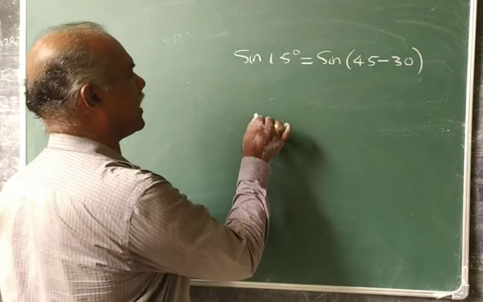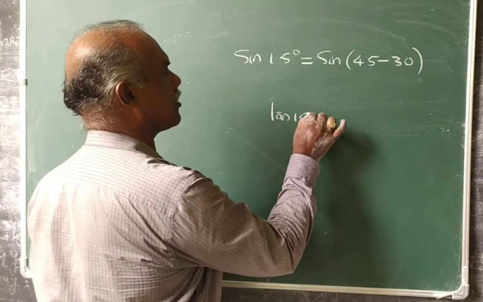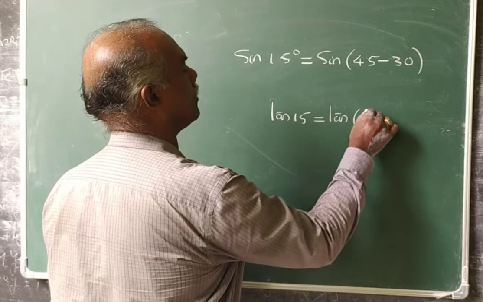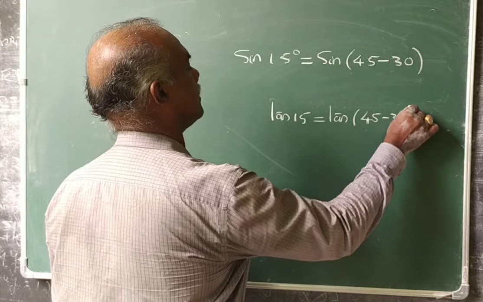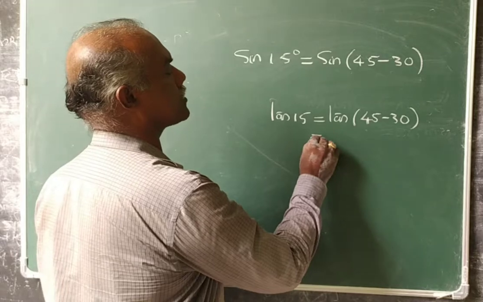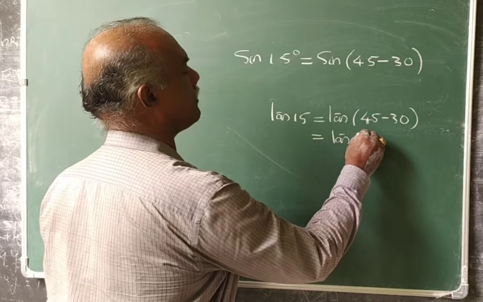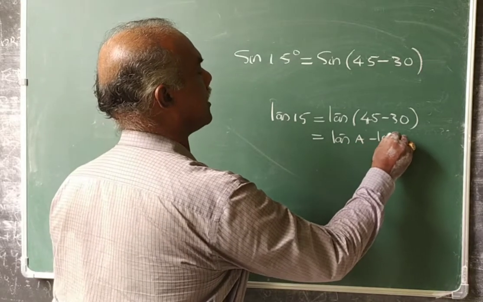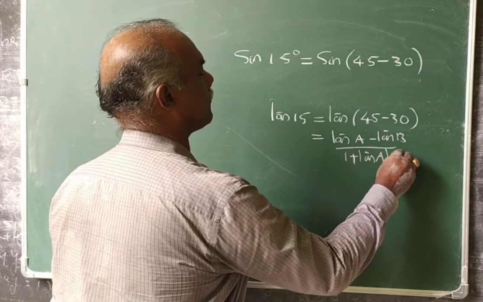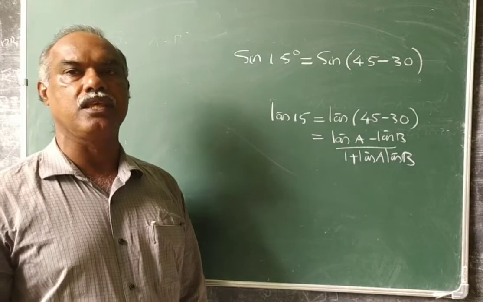So in this way you can find out tan 15 or any trigonometric ratios of 15 degrees. See, tan 15 is tan of 45 minus 30. 15 is not a standard angle. It is taken as the difference of two standard angles, and we use the result of tan(A-B), which is (tan A minus tan B) by (1 plus tan A tan B). In place of A it is 45 and in place of B it is 30.